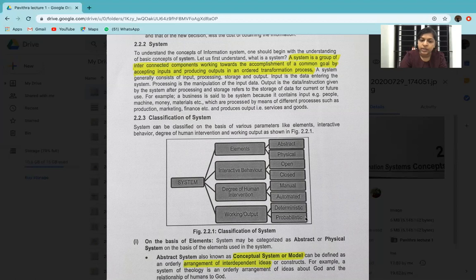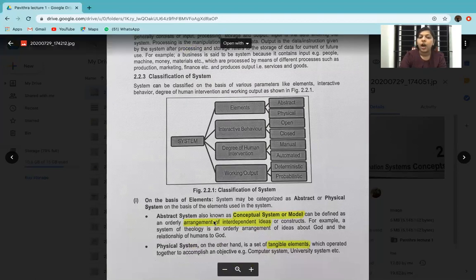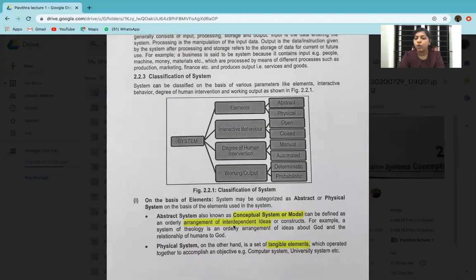First one is the abstract system. Abstract system is known as a conceptual model of a system, that is an orderly arrangement of interdependent ideas. So it is nothing but an arrangement of ideas. There's no physical form for it. And the next one is the physical system. It is a tangible element. It can be seen and touched. For example, we say our computer system is an example of a physical system.